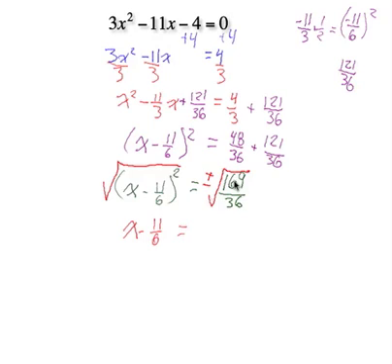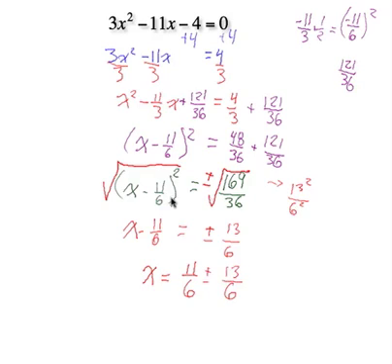Well, if you recognize 169, that's actually 13 squared, and 36 is 6 squared. So the square root of that is simply going to be plus or minus 13 sixths. And now we're almost done. All we have to do is add 11 sixths to both sides. And we get x equals 11 sixths plus or minus 13 sixths. And again, this is two different answers. So let's take a look at what these answers are.